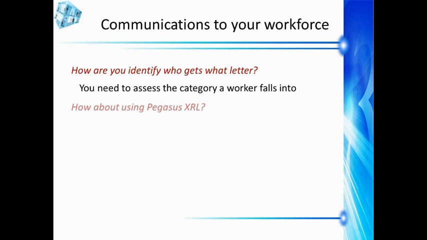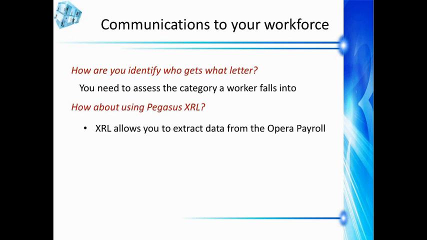Is there anything Opera can do to help you with here? Well, the first thing you need to do is identify who gets what letter. But remember, the payroll program did that automatically for you. So in which case, you could use Pegasus XRL to extract out that Opera data from the payroll where it identifies their particular category. In other words, you could extract out into an Excel spreadsheet all of those details for your eligible job holders, including their name, address, date of birth, and what have you. And for your non-eligible job holders, the similar sort of information.